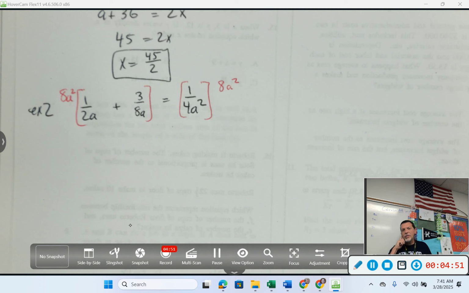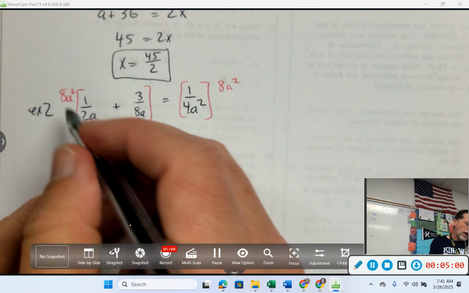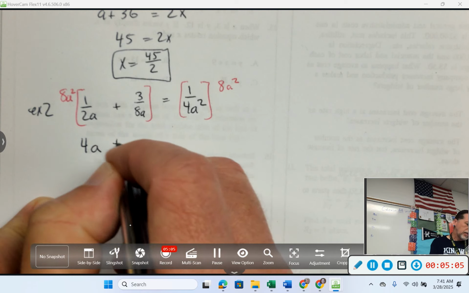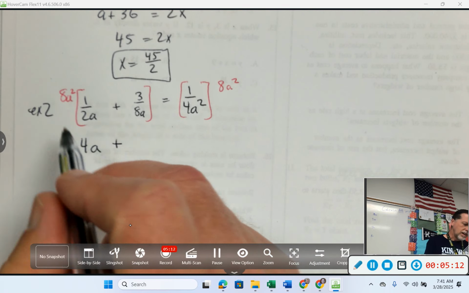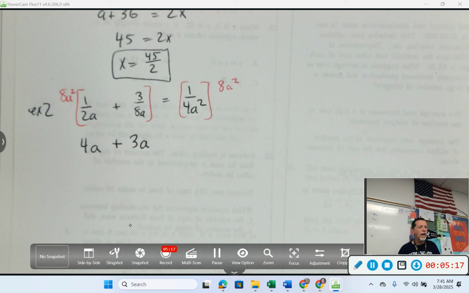So I'm not going to show that second step that I showed in the first problem. I'm just going to be careful. If I do 8a squared over 2a, I get 4a. 8 over 2 is 4. A squared over a is a. 8a squared times 3 over 8a. Let's see, the 8's cancel. Well, one of the a's cancels, and I've got 3a. And then on the other side, 2.